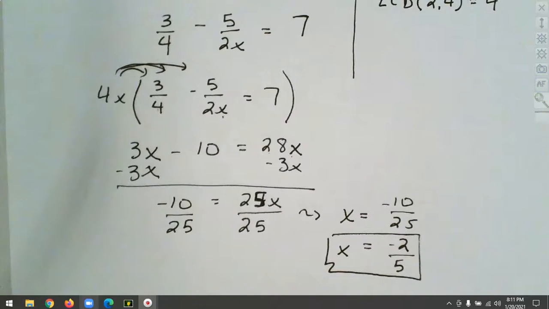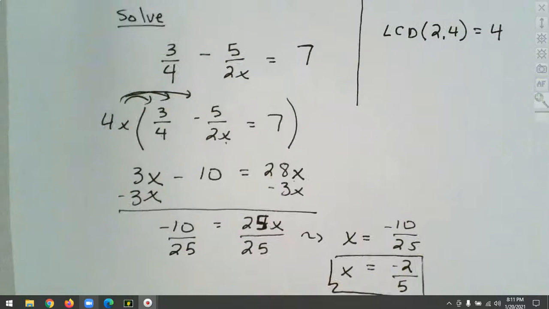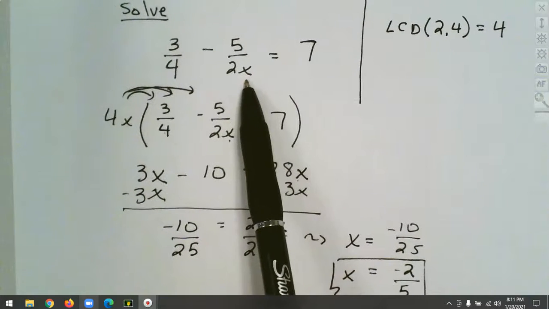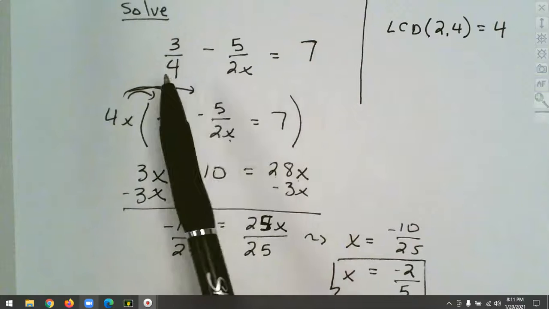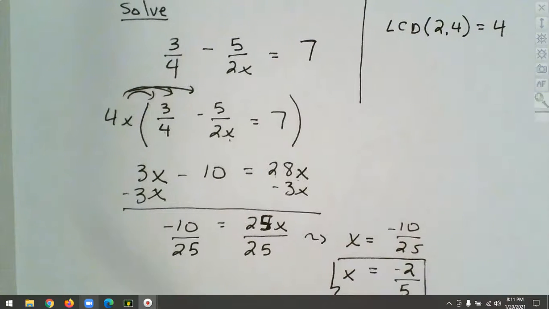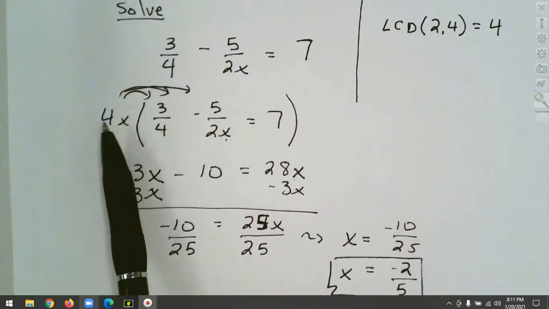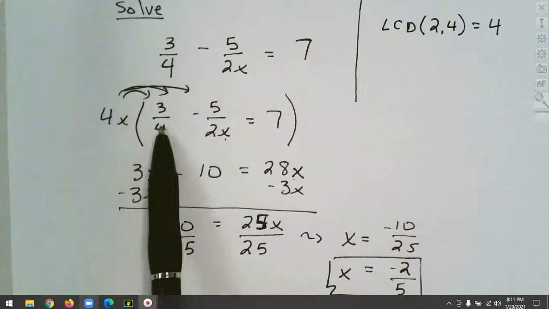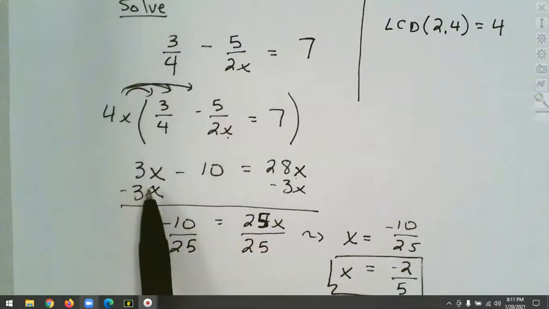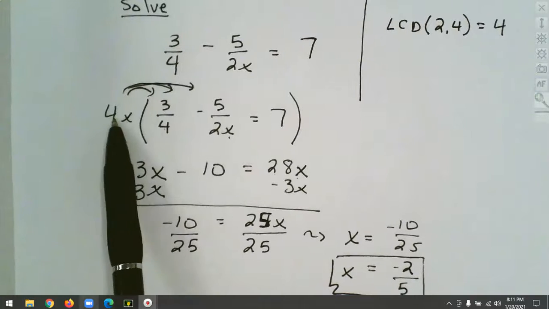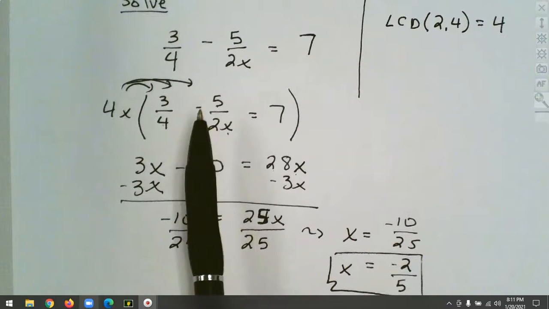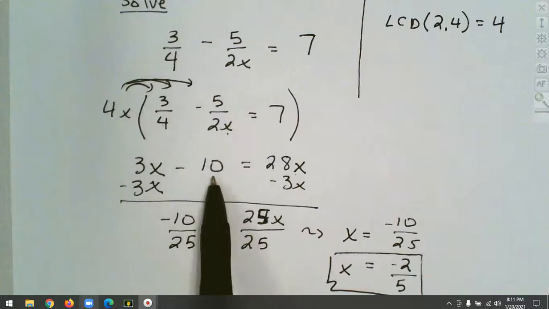So again, let's review what we did. We looked at this problem. We saw that x was down below, so I know I need an x on top to clear it out. The least common denominator of 2 and 4 is 4, so I used a 4x here. 4 divided by 4 is 1, times 3 makes it a 3. The x comes along with it. Next, 4 divided by 2 is 2, times 5 makes it 10.